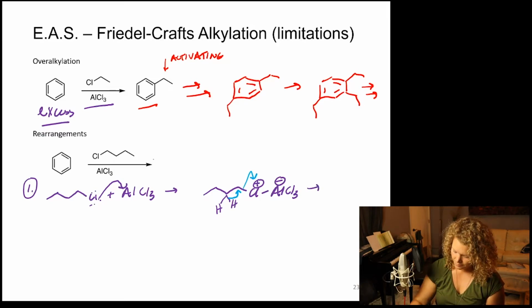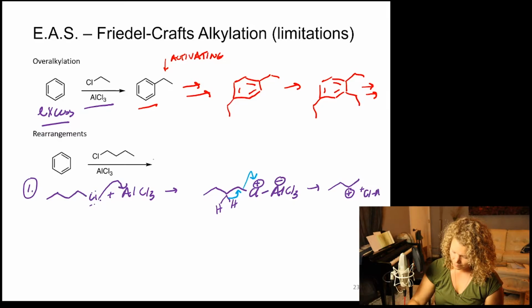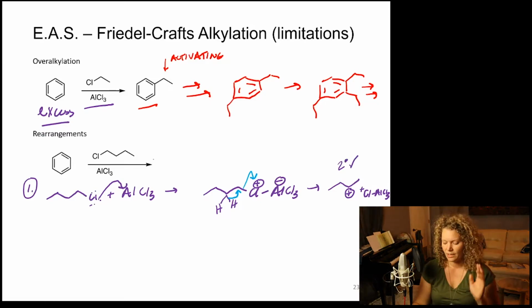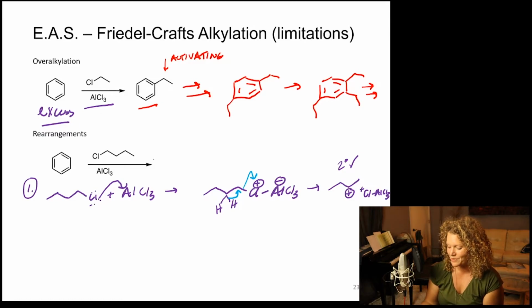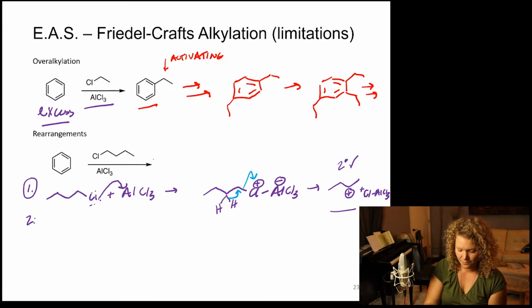And what we have now is a secondary carbocation, which is more stable. In this case, these Friedel-Crafts alkylations can form these rearranged products very simply. And so what will happen is this is now our electrophile that benzene will see. So in our second step, we will have benzene and we will react it with this electrophile that we've formed.